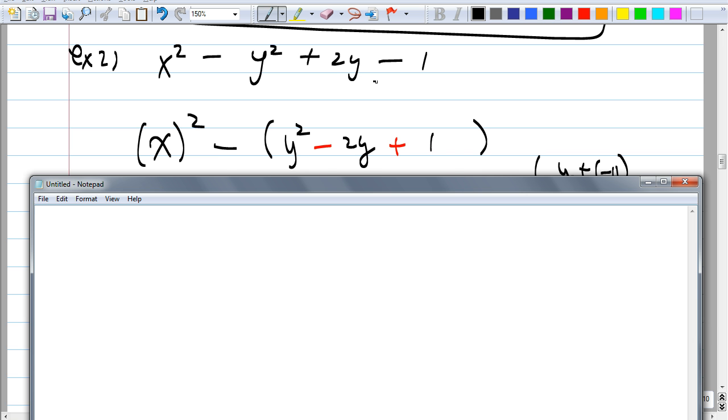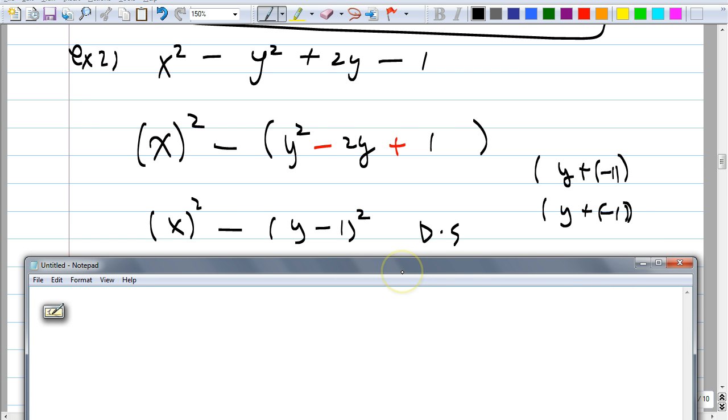Since it's a perfect square trinomial, right? It becomes y plus 1 squared. Is it y plus 1 squared? Look, we have negative 2y. Y minus 1. Very good. Right, guys? Does that make sense? And it's a difference of squares, isn't that right?